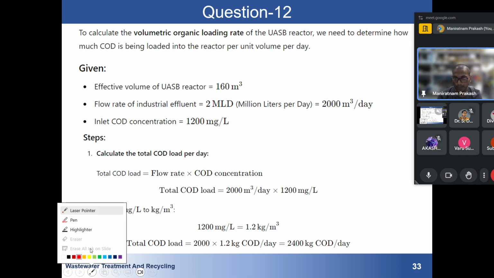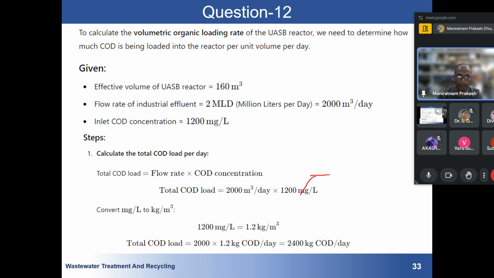Just one minute. We know that milligram can be converted into kg by the power of 10 to the power minus 6.